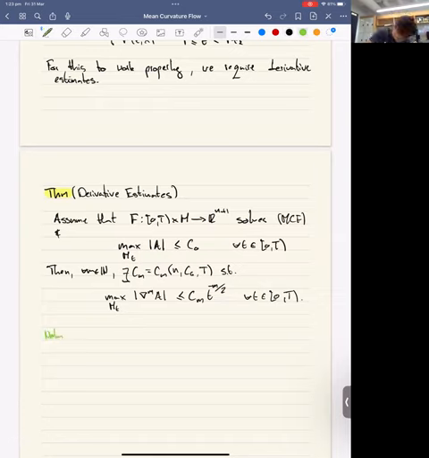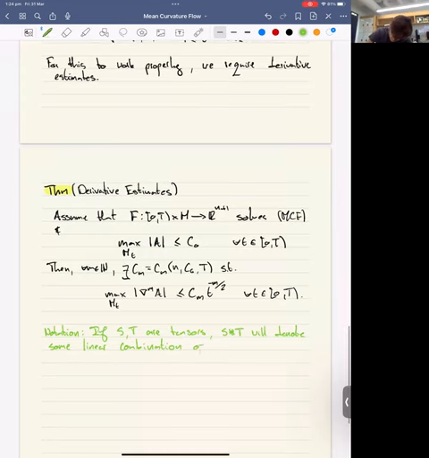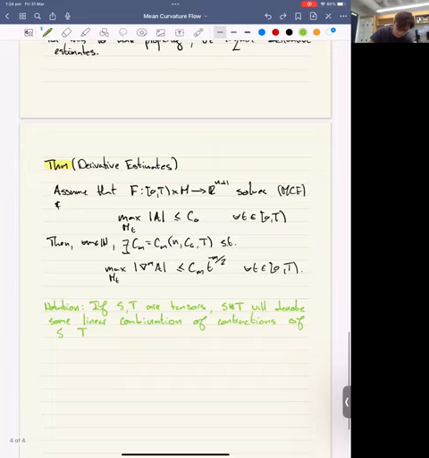So notation: if S and T are tensors, then S with this little asterisk, T will denote a sum, a linear combination, of contractions of S on T. So we're going to have a lot of contractions of the second fundamental form and perhaps its higher derivatives floating around. I should actually say this to be more proper: contractions of this tensor product.